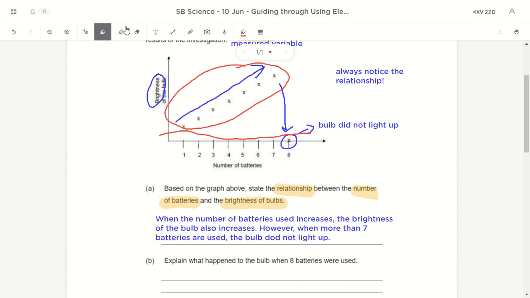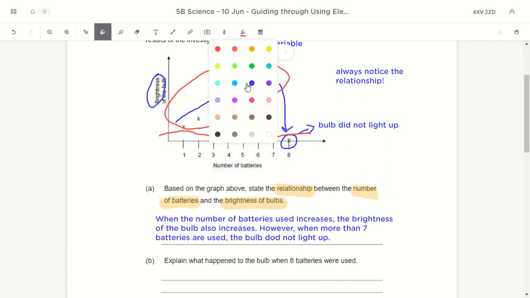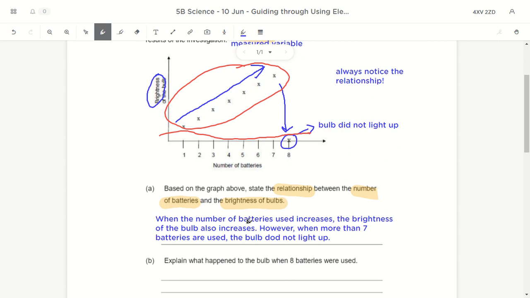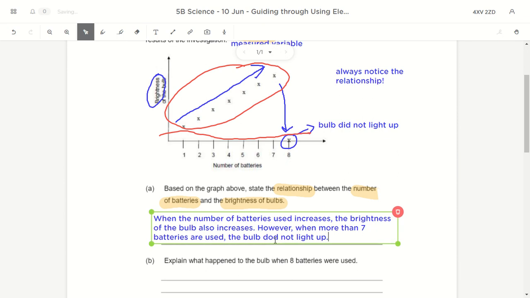Okay, so when the number of batteries increases, the brightness of the bulb also increases. But however, when more than 7 batteries are used, the bulb did not light up. Okay, just let me change this word in the spelling. All right. Okay, done. So this is the relationship.